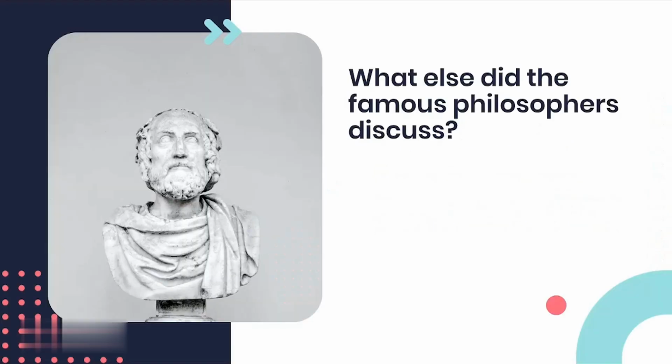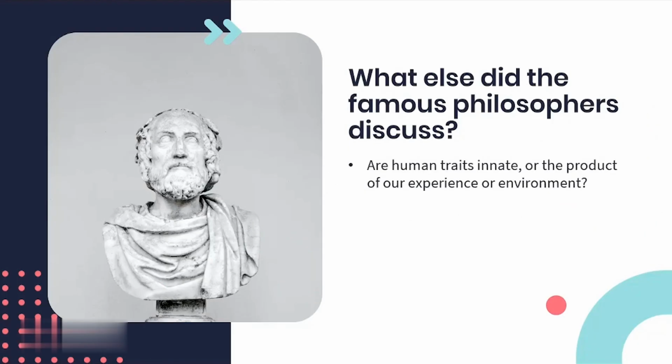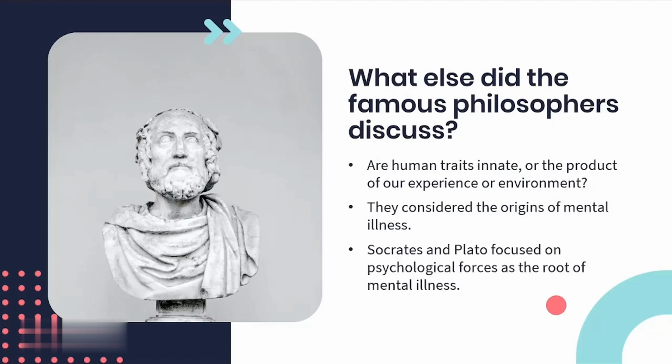So you may be wondering what else the famous philosophers discussed or wondered about. They wondered about whether human traits are innate, such as inherited through our genes, or whether these are products of experience or the environment, which is still a topic of discussion and research today, known as the nature versus nurture debate. These early philosophers also considered the origins of mental illness, with both Socrates and Plato focusing and hypothesizing about psychological forces being the root of such mental illness.